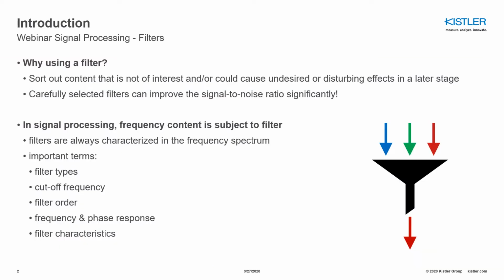Why are we using filters in signal processing? Mainly we are using filters to sort out content that is not of interest and/or could cause undesired or disturbing effects in a later stage. For instance, if you have a signal with a noise signal superimposed to it, you can use a filter to get rid of this noise. By carefully selecting filters, we can improve the signal-to-noise ratio significantly.